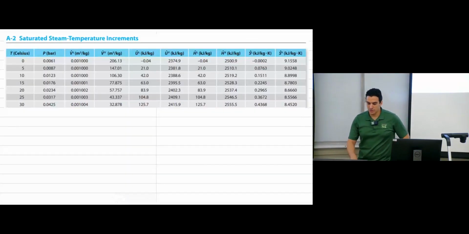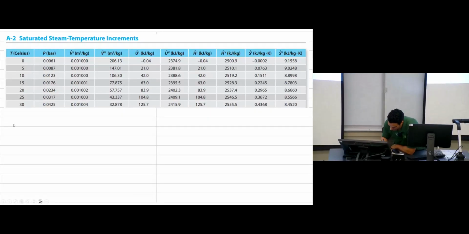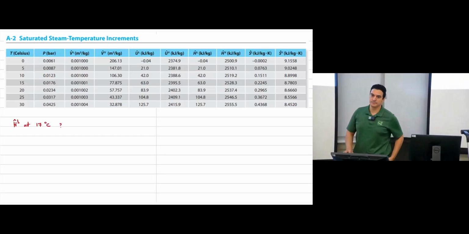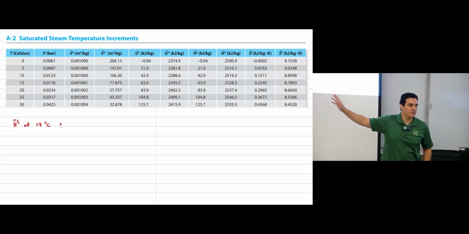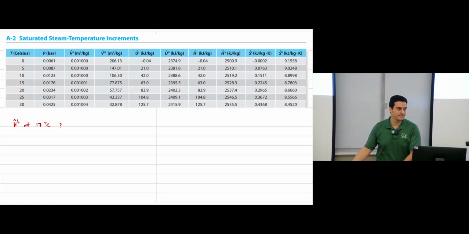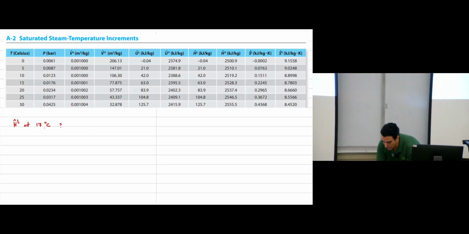So let's start. This is again table A2. If I tell you to find, let's get some easy numbers, let's find the specific enthalpy for saturated liquid at 17 degrees Celsius. Can you find this temperature in the appendix? No? So what will you do? Estimate, like find the two values and then take... Exactly. So 17 is not there.